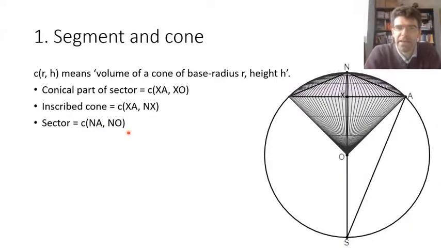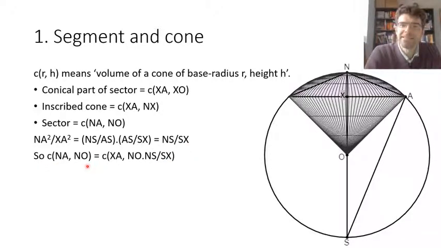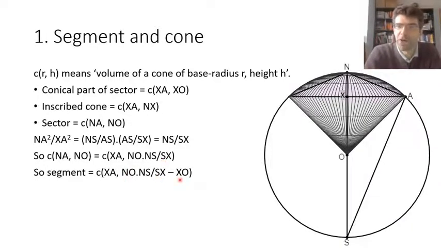What we need to do is get a handle on Na squared to Xa squared, and we use similar triangles. Na to Xa equals Ns to As and also As to Sx, so we can multiply those two things together. And we see that that ratio is Ns to Sx. So that means we can rewrite C NaNo as C xa No times Ns to Sx. And this allows us to get a formula for the segment, the difference between these two cones, which we've now described in terms of cones, both of which have a base radius xa.